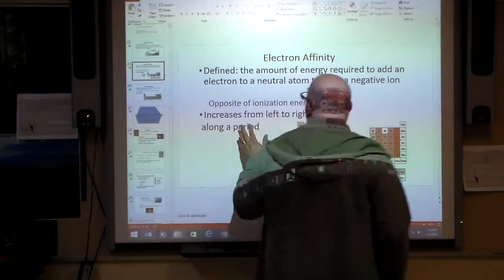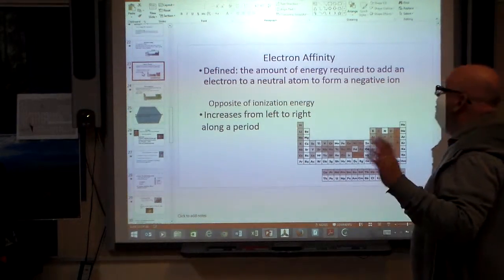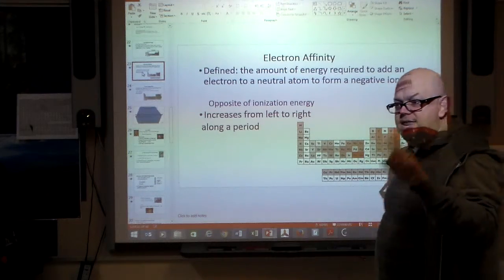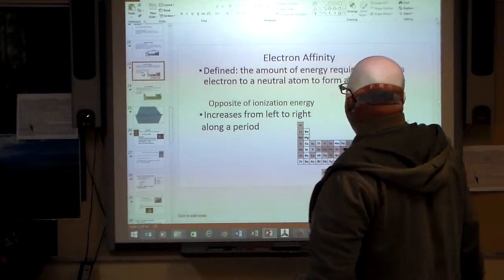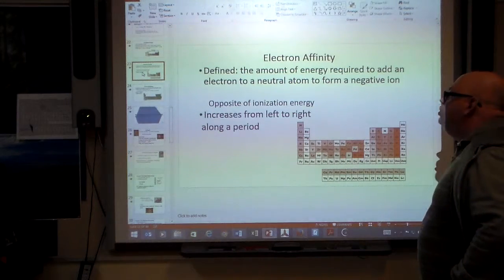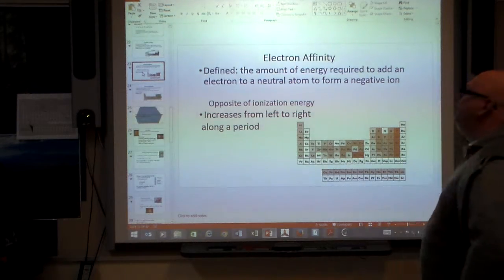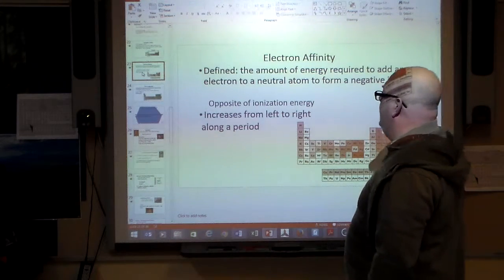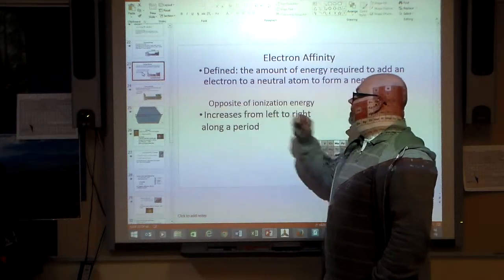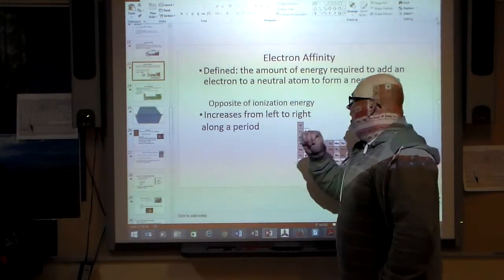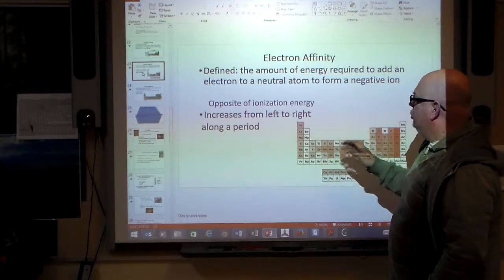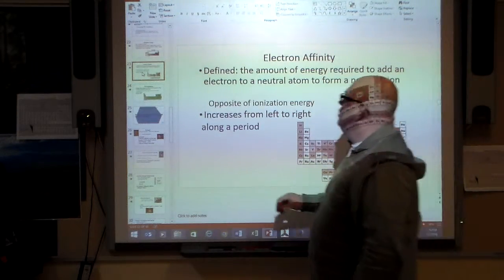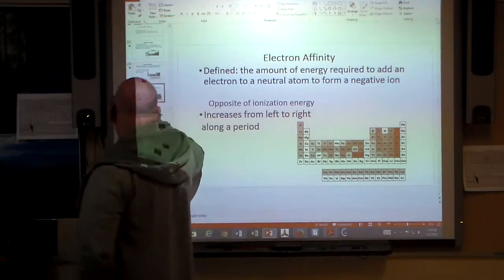Okay. Let's talk about electron affinity. How much energy is needed to add an electron to a neutral atom to make it negative? How much energy is needed to add an electron to a neutral atom to form a negative ion? In other words, to make it an anion. It is the absolute opposite of ionization energy. It increases from left to right, okay, along a period. Okay, that's pretty much it for electron affinity.